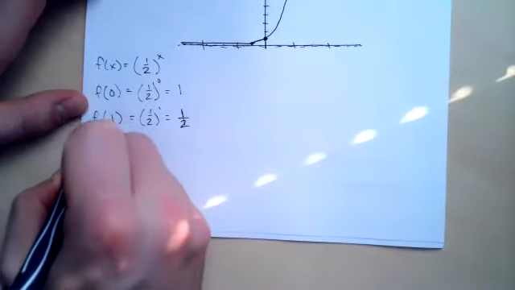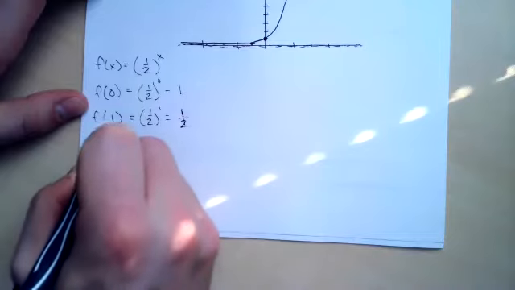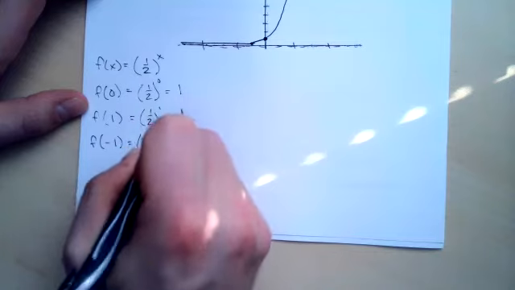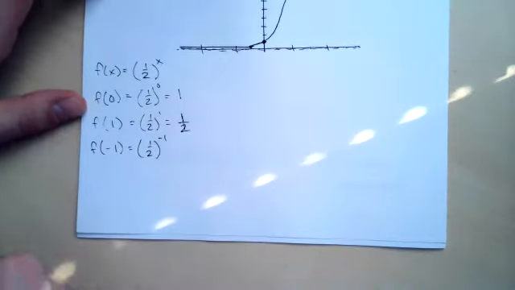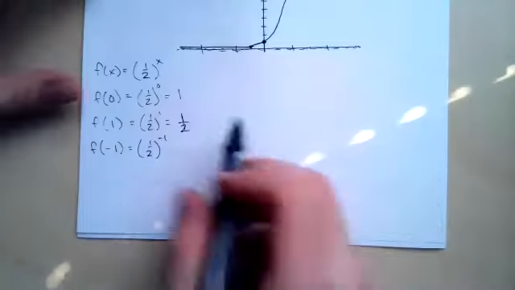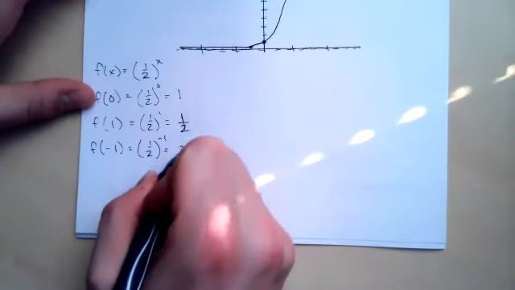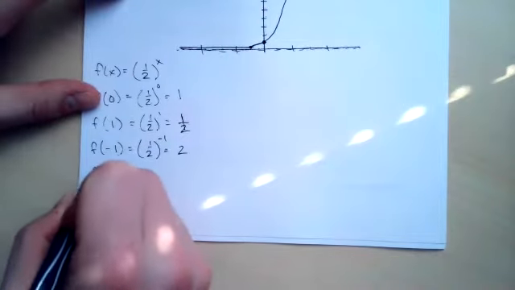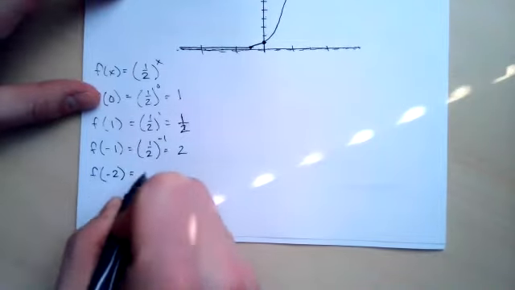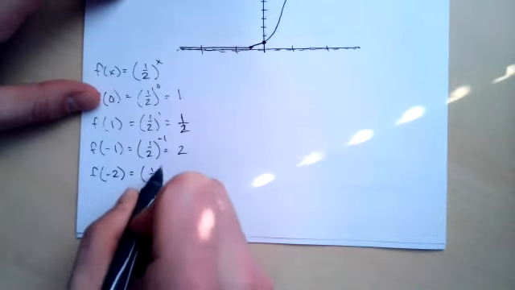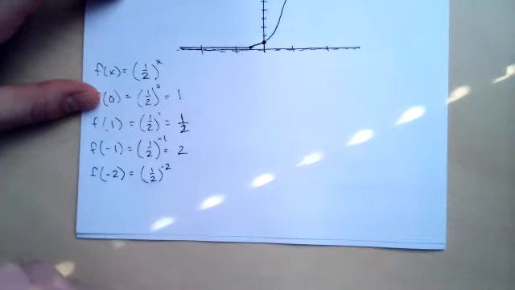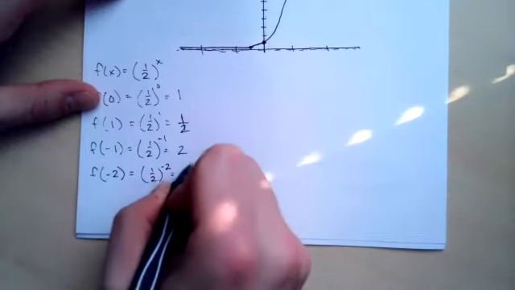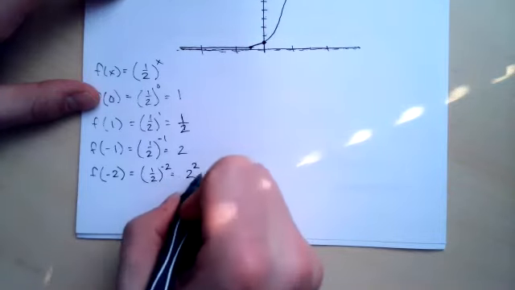And if I plug in f of -1, well, now we have 1/2 all raised to the -1. Something to the -1 means reciprocal. So it's going to be 2 over 1, or just 2. And for the sake of it, let's do one more. Let's say f of -2. So we will have 1/2 to the -2, which is the same thing as taking the reciprocal. So 2 to the positive exponent, and 2 squared gives us 4.